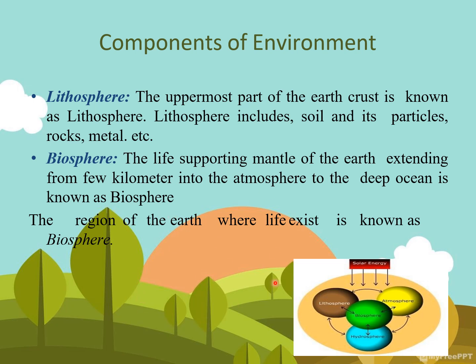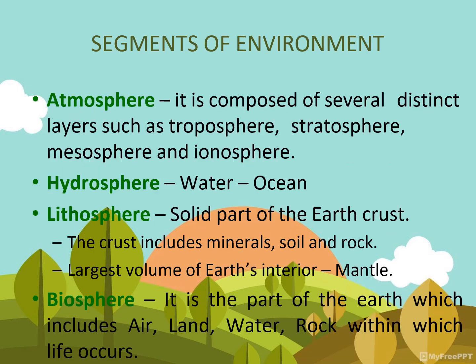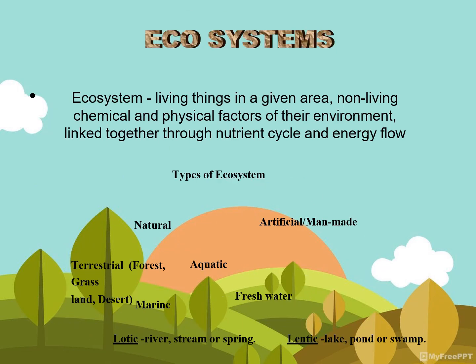Then comes the third one, the lithosphere. The uppermost part of the earth's crust is known as the lithosphere. It includes soil and its particles, rocks, metals, etc. The next one is the biosphere, the life-supporting mantle of the earth extending from a few kilometers into the atmosphere to the deep ocean. The region of the earth where life exists is known as the biosphere, for example, the earth. These are the different segments of the environment: atmosphere, hydrosphere, lithosphere, and biosphere. Summary.